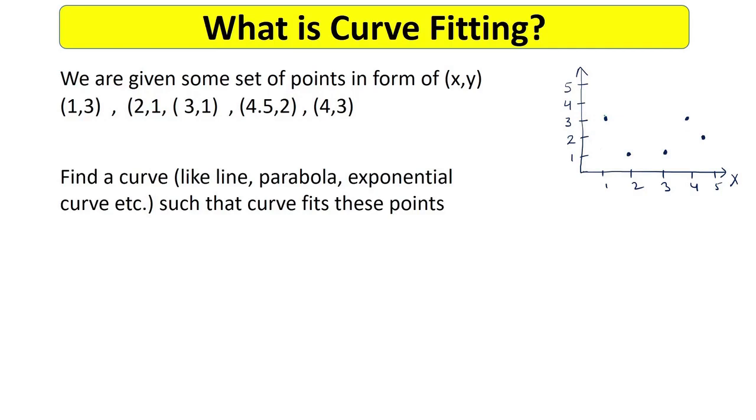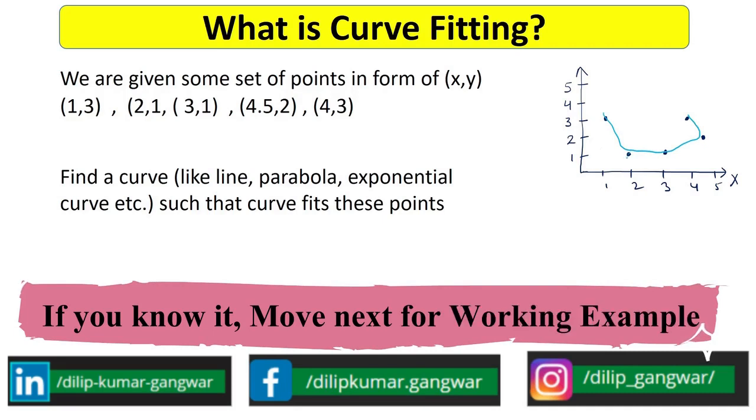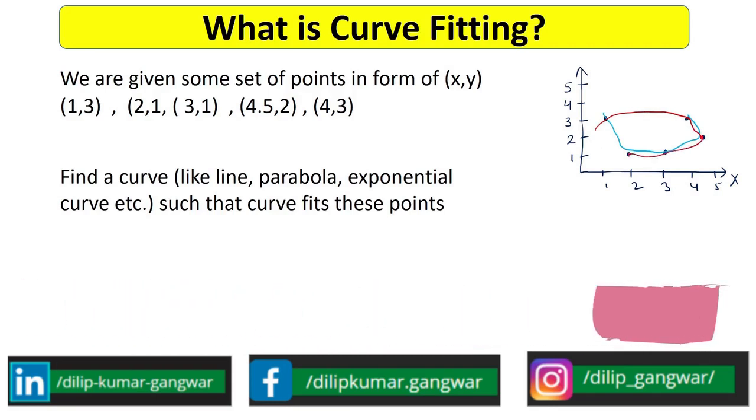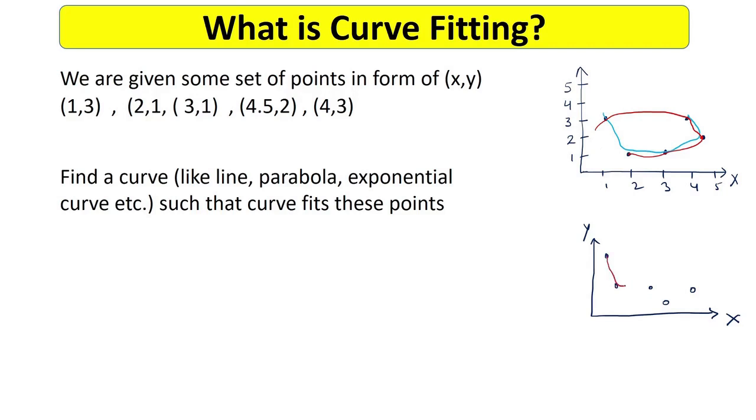One way to join these data points can be something like this, and there can be another way to join them. Another way can be to draw a curve, where first we join this data point, then this, and then this. The same way we can join them in some other way also. Let's take another example. Again we are given some data points, and we can join them in this way, or there can be some other way to join these.